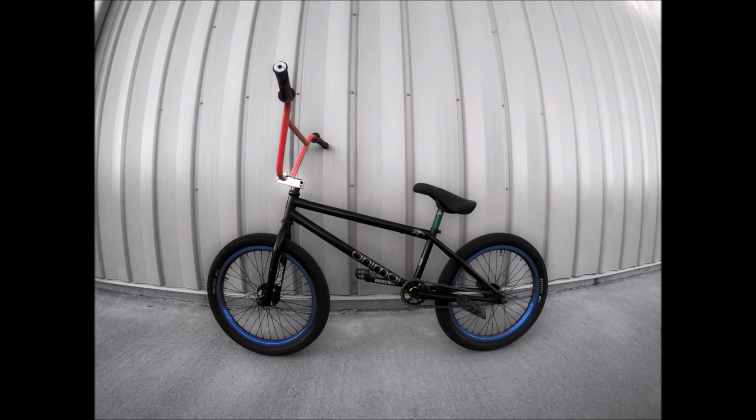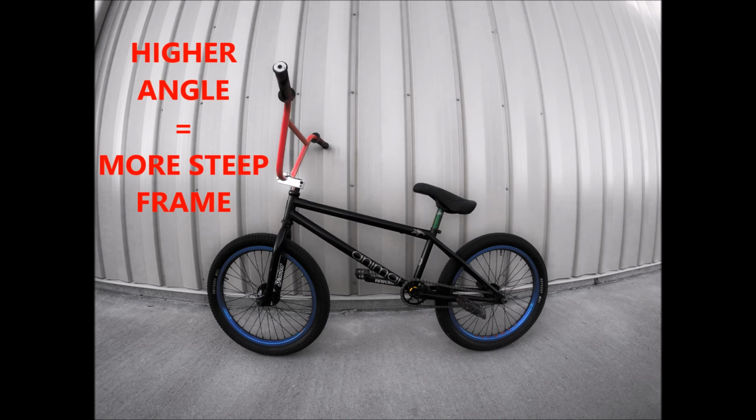Next up, we have head tube angle. Head tube angle is mostly for experienced riders that precisely know the differences in riding styles and buy according to them. Just like the seat tube, the angle idea is the same. The higher the angle, the steeper the frame. So the bigger the number, the more straight up and down the front wheel will be. This is good and bad for some people.